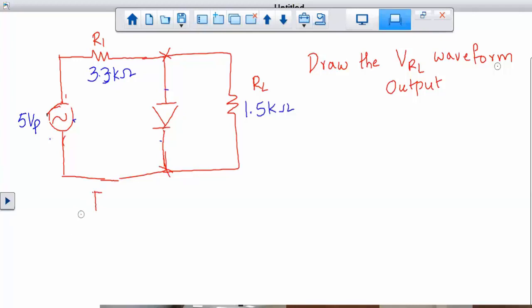So positive cycle on the source. That's the positive cycle, that's the negative cycle from the source perspective, right? So it's the same exact example like previous cases. But what is the next step that you should do?